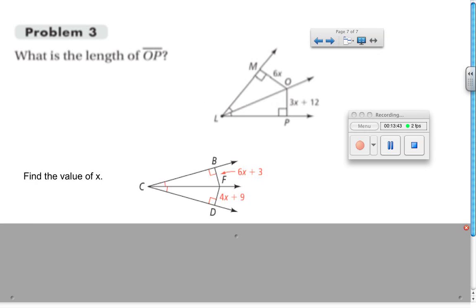So in problem 3, I don't know why my quality on the screen is so bad. Hopefully it's a little clearer in your notes, not by much. How would we set up this equation? In problem 3, notice that I have an angle bisector. Sarah? 6x equals 3x plus 12. Absolutely.